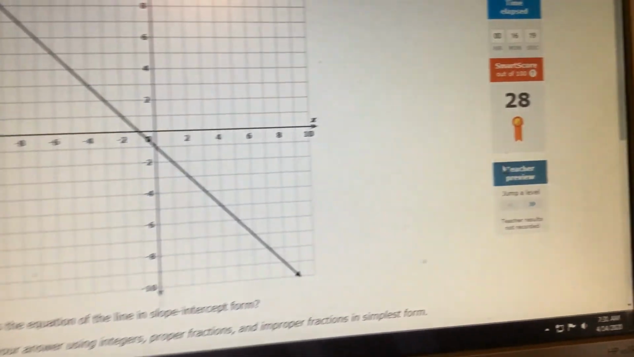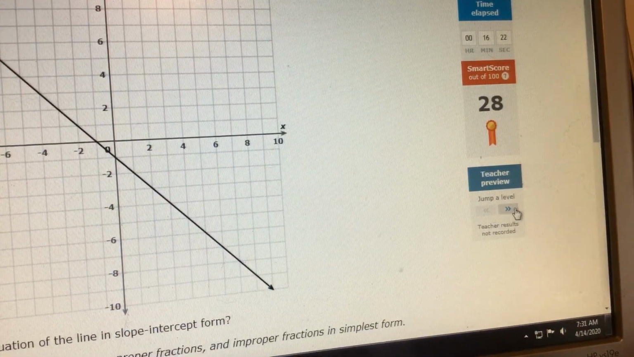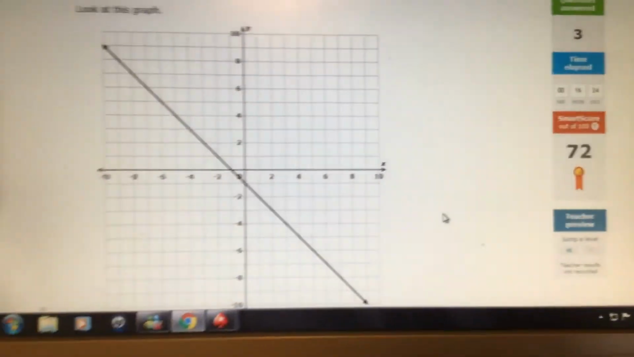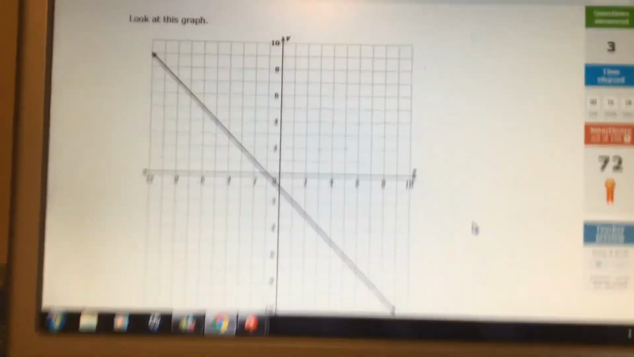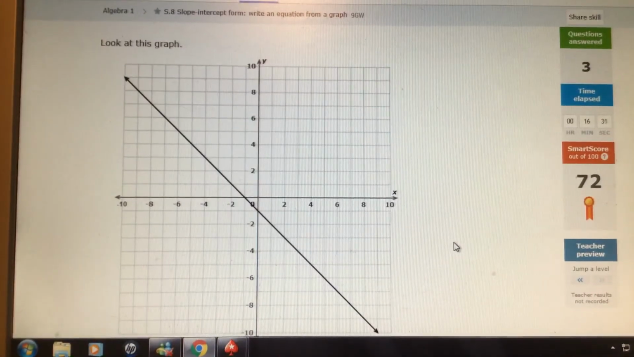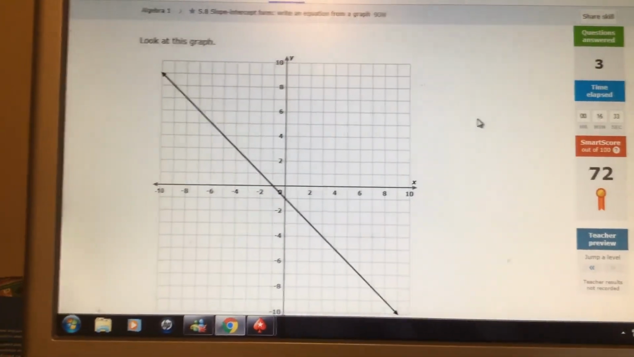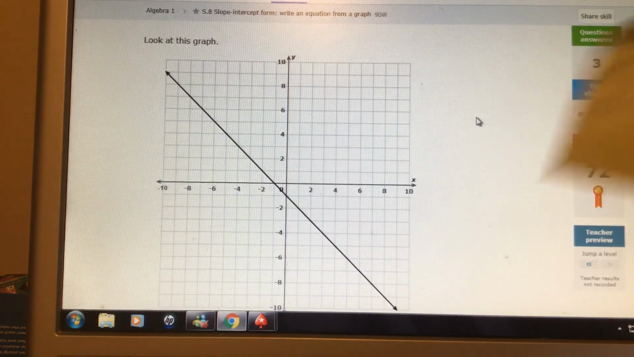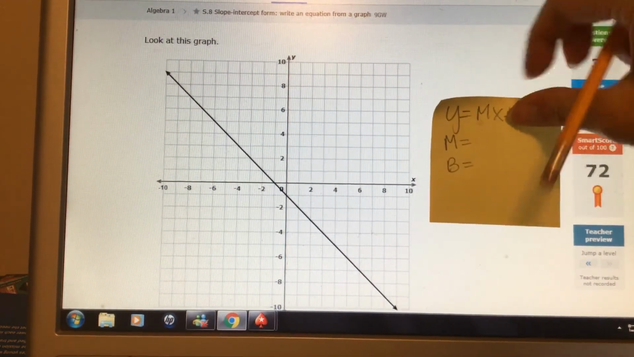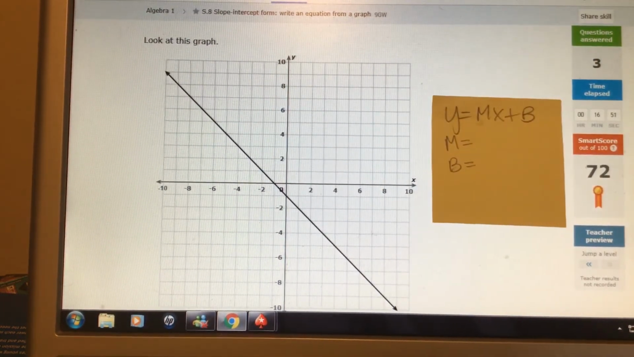Okay, so I'm going to do one more. Notice I'm going to jump a level just to get to what's considered harder, which I don't think is any harder. So I'm at 72. This is where they say it's supposed to be harder. So first things first, write down your equation. Y equals mx plus b. This is slope-intercept form. M is what we're looking for, and b is what we're looking for. Once we have those two pieces of information, then we can write the equation.